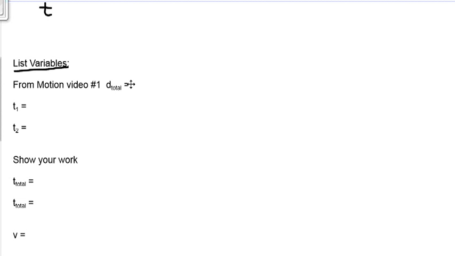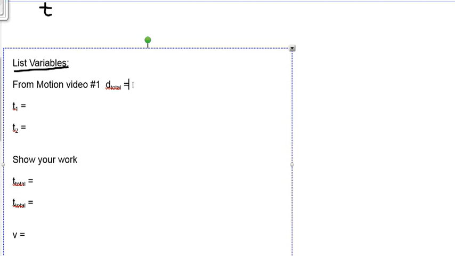From our motion video number 1, we know that our total distance is 1,075 meters. I do not need to use the rounded number, and I should actually use the original number before rounding when I do further calculations. Our time 1 for our first vector was 30 seconds, and for our second vector, it is 1.20 minutes.